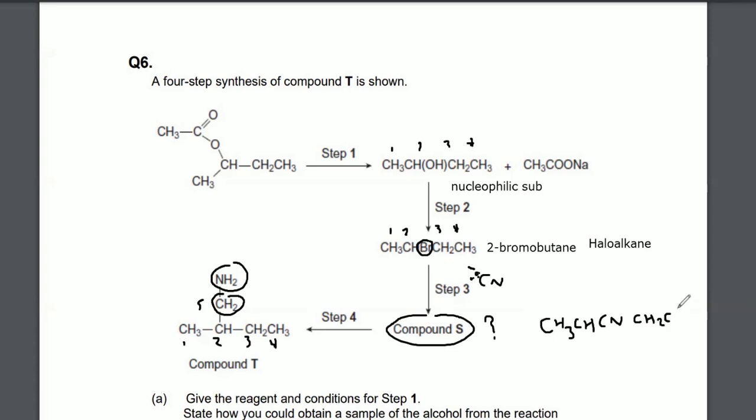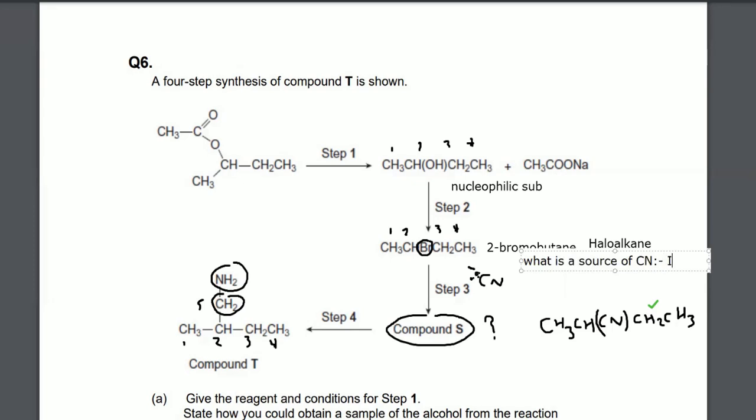What's a source of nitrile ions? And what's the formula of compound S going to be? Well, just swap out that bromine for CN. So CH3CHCNCH2CH3, and that will get you a mark. That's going to be the structure of compound S, because you're swapping the CN in where the bromine is. And of course, you've added an extra carbon.